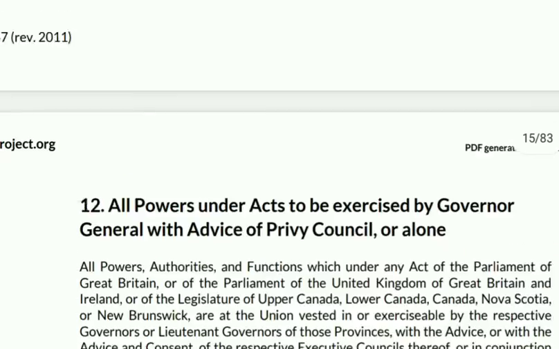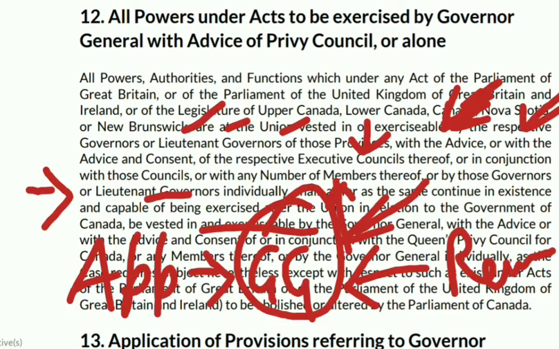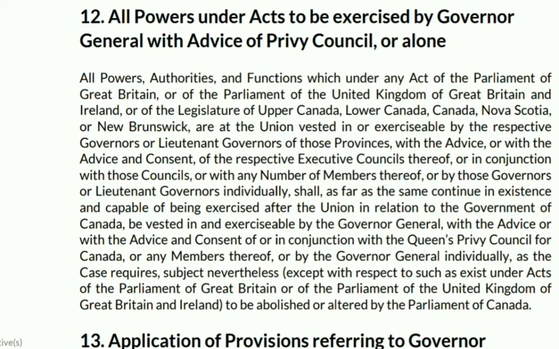Further, the next article is article number 12: all powers under Acts to be exercised by the Governor General with advice of the Privy Council or alone. So it is mentioning that the powers under the Acts are to be exercised by the Governor General with advice or alone. Now we'll see the details.